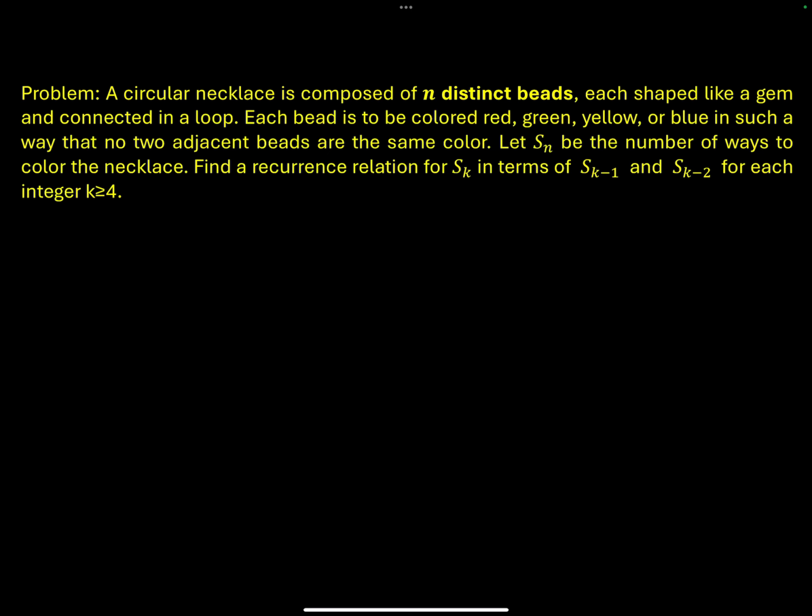Look at this counting problem. A circular necklace is composed of n distinct beans. So we can think that we have n distinct beans here, 1, 2, 3, 4, and so on. Each bean is to be colored in one of four colors: red, green, yellow, or blue. So there are four choices for each bean, but there's a requirement that no two adjacent beans are the same color.